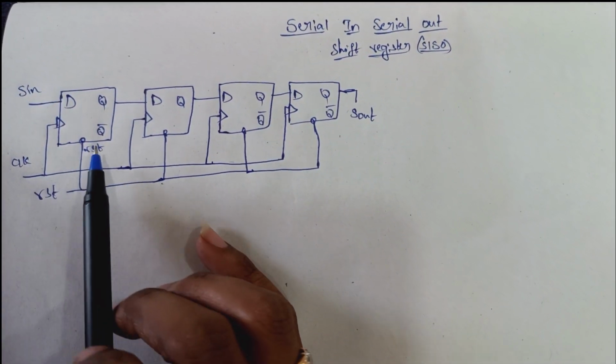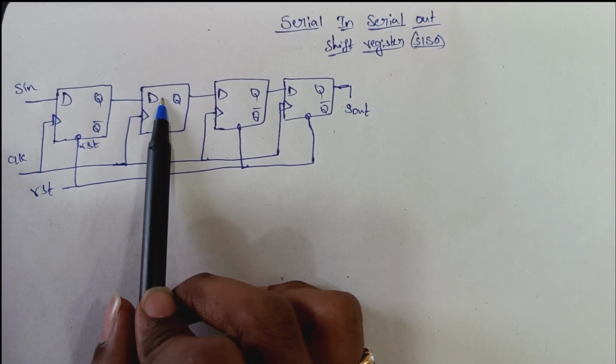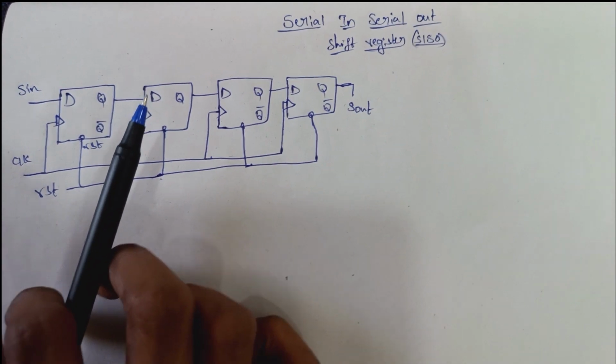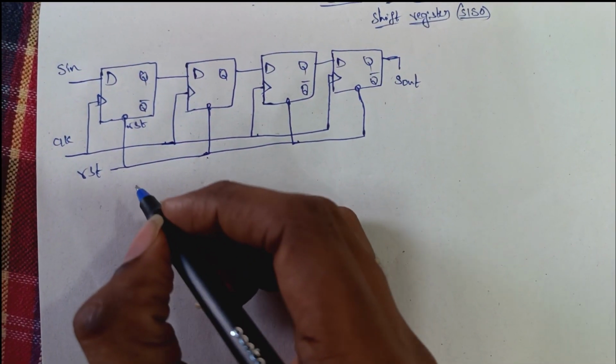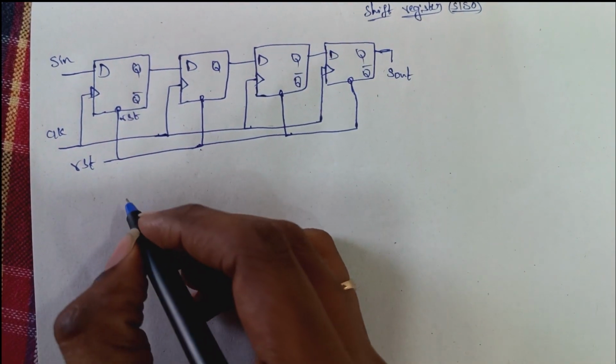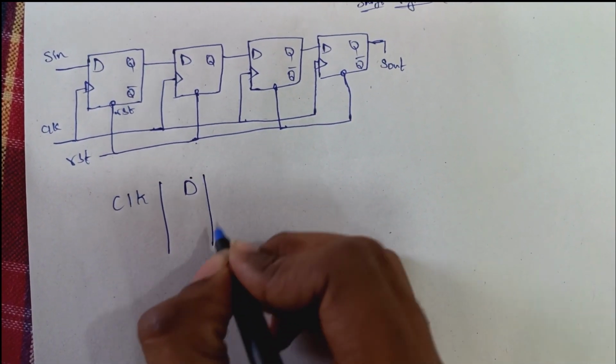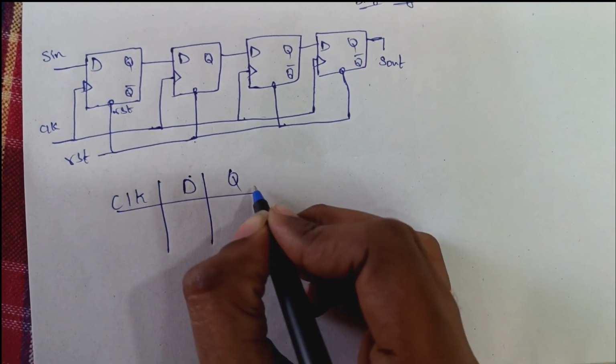Here you can observe that I am considering the D flip-flop. A D flip-flop is nothing but a data storage flip-flop which can hold the data for a while. Here we can also see the truth table for this D flip-flop: clock, D and Q. Q is nothing but the output.